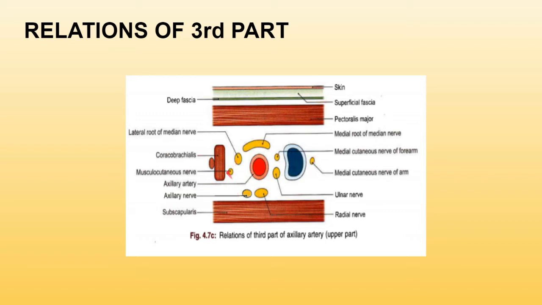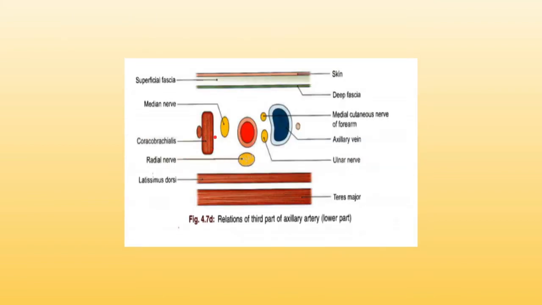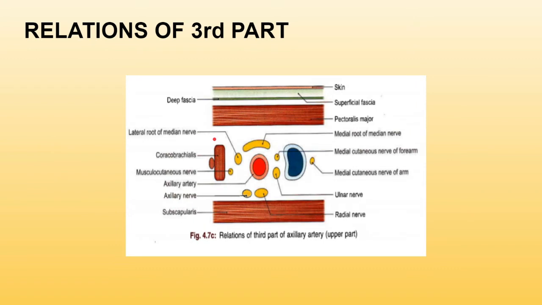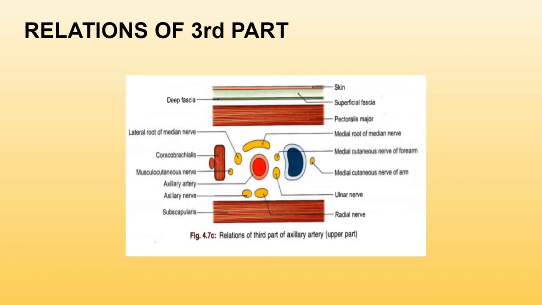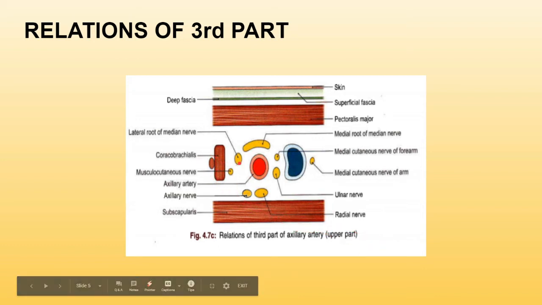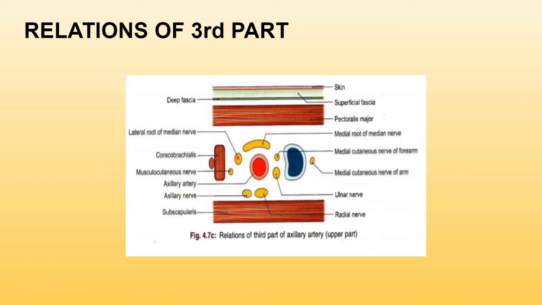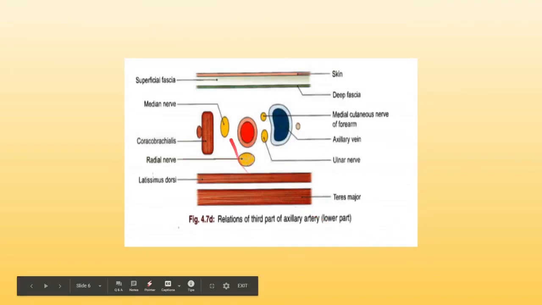So the common thing is the coracobrachialis muscle. Over here also coracobrachialis muscle. Now the two things that are present in the upper part are the musculocutaneous nerve, this one, and the lateral root of median nerve. Only these two are present in the upper part. While in the lower part we are having the median nerve. So remember, the common thing is coracobrachialis in the lateral part. In the upper part, we are having the lateral root of median nerve and musculocutaneous nerve, these two. While in the lower part, we are having the median nerve.